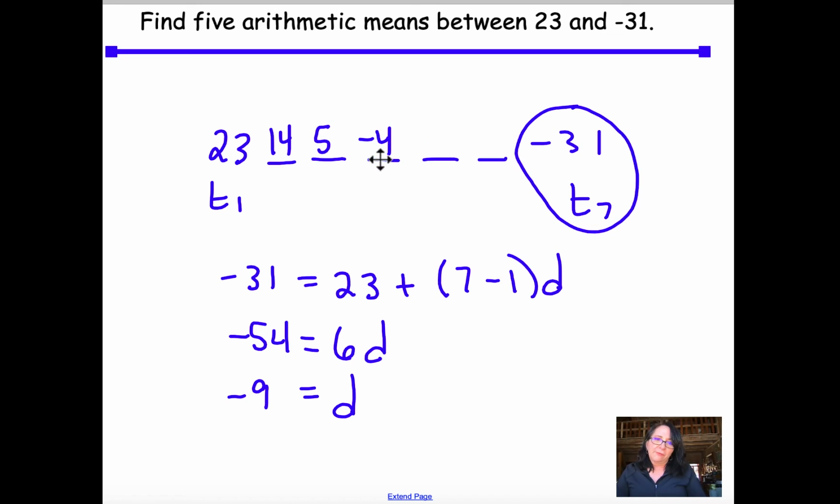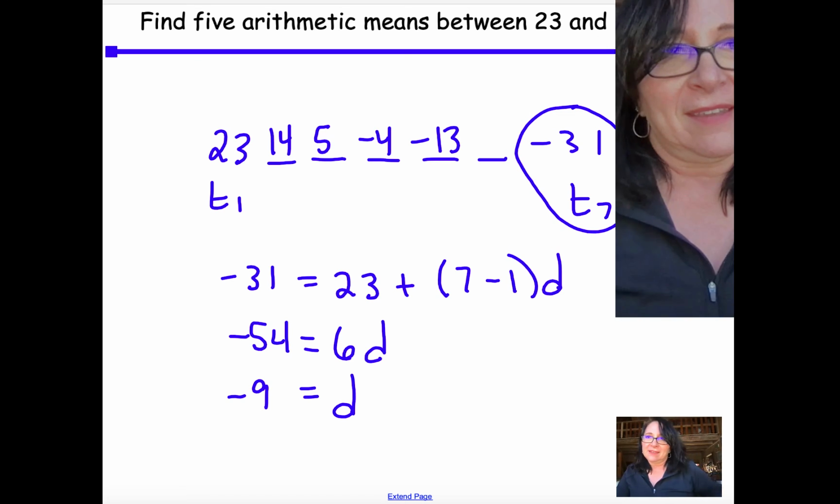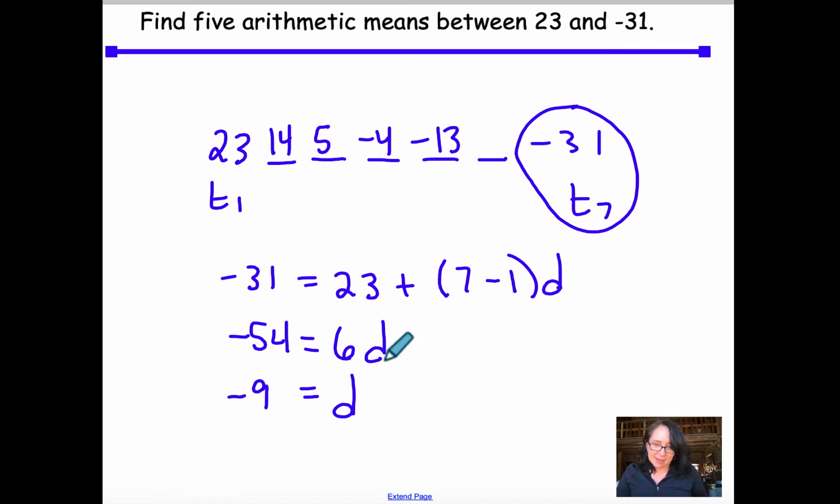And I'm going to go negative 4 minus 9 is negative 13. Negative 13 minus 9 is going to give me, what is that? Hold on a second. Minus 9, I lost my train of thought. Negative 13 minus 9 is negative 22. And then negative 22 minus 9 is negative 31.